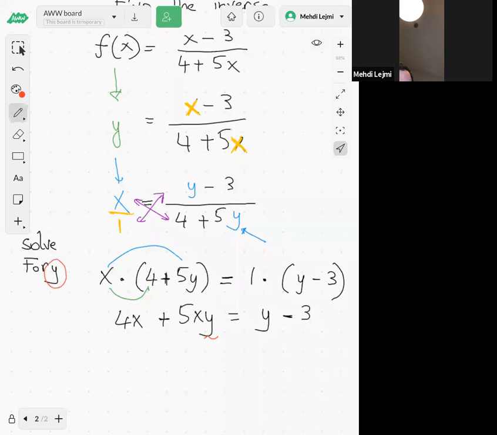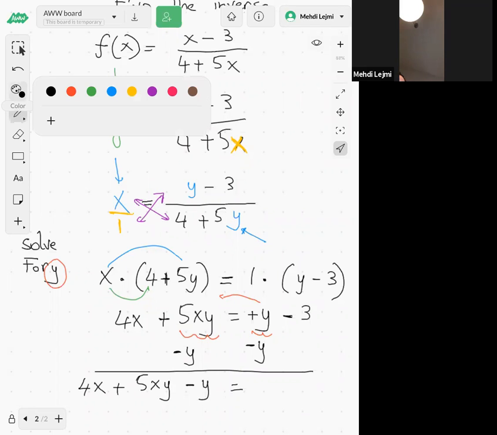So there's a y in here. There's a y in here, so I have to put the y's on the same side, okay? So for example, if you decide to move this y to the other side, how can we do that? Well, this is a plus y, so you do the opposite operation, right? You subtract y. So now it's 4x plus 5xy minus y. And on the right side, it's just negative p. Okay.